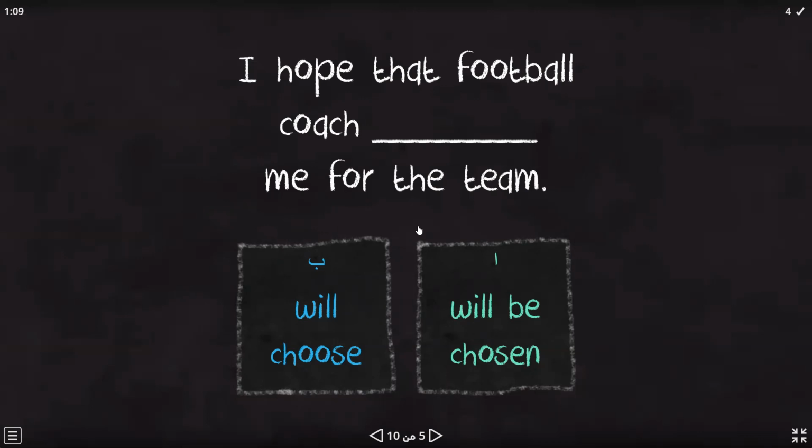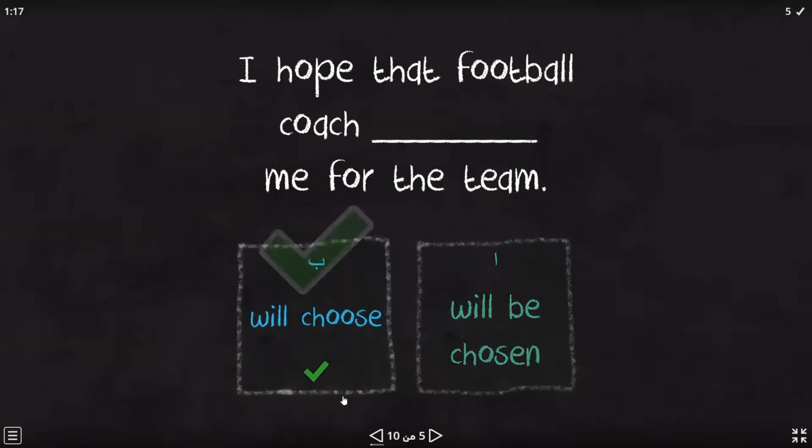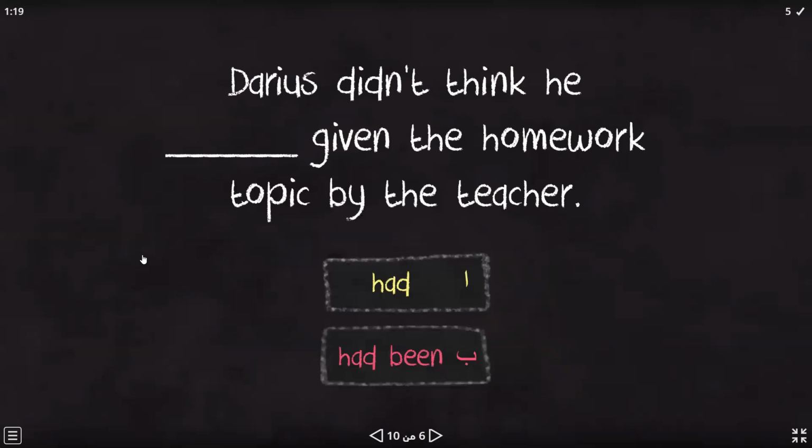Will be chosen? No, this is passive. The football coach, المدرب هيختارني أنا. The football coach will choose me. This is active, not passive. Darius didn't think he given the homework topic by the teacher. This is passive. Darius didn't think he had been given. Past perfect, passive.